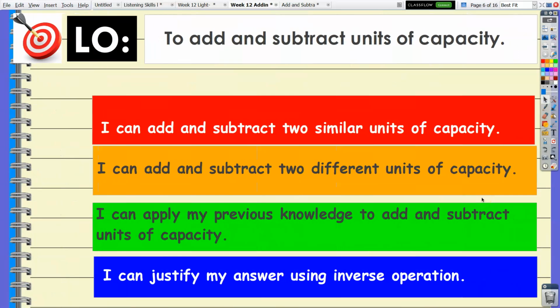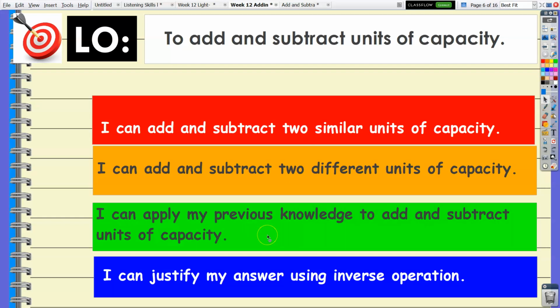Our learning objective is to add and subtract units of capacity. Success criteria. I can add and subtract two similar units of capacity. I can add and subtract two different units of capacity. That includes liters and milliliters. Then, I can apply my previous knowledge to add and subtract units of capacity. So you have learned already to convert.